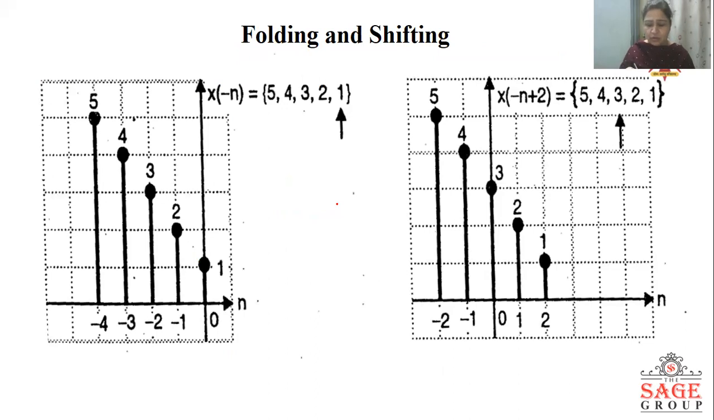Now, this is how we have shown the folding and the shifting operation graphically. Now, this is the folded sequence, which is having n is equal to 0, 1, n is equal to minus 1, 2, and so on. After advancing it by 2 units, I'll shift it towards right by 2 units. So my sequence will be shown like this.